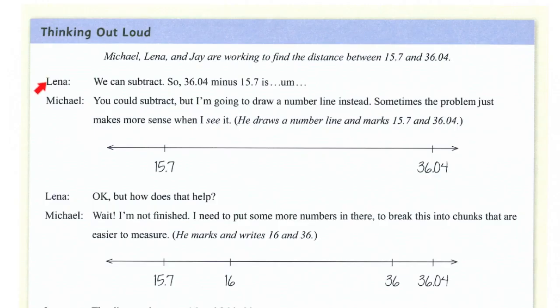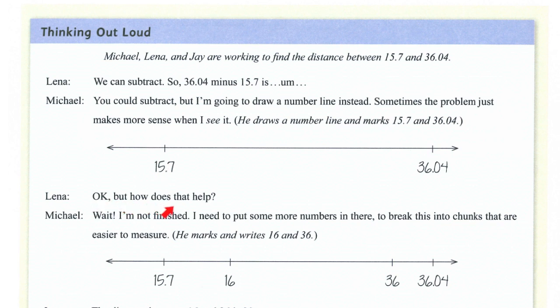Here's a conversation between Lena, Michael, and Jay. They're going to find the distance between 15.7 and 36.04. So Lena says we can subtract. 36.04 minus 15.7 is kind of difficult to do. Michael says you can subtract, but I'm going to draw a number line. So here's his number line and the distance between them.